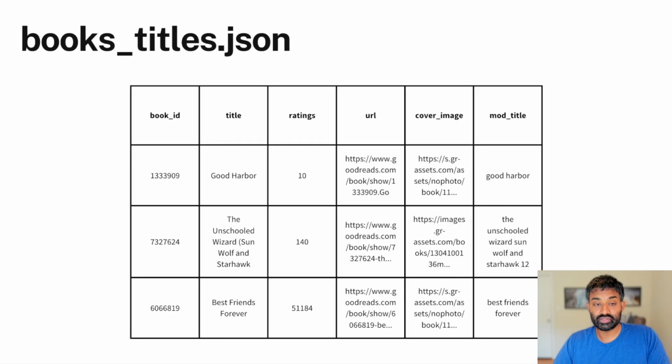The other file is called books_titles.json. So for every book, this has the title of the book, the URL on Goodreads, the URL to the cover image, as well as how many ratings it's received on Goodreads. So this file essentially has information on each book.